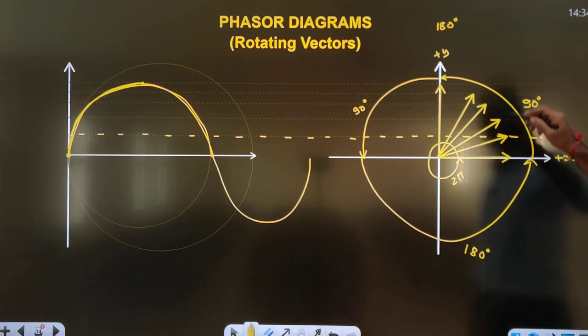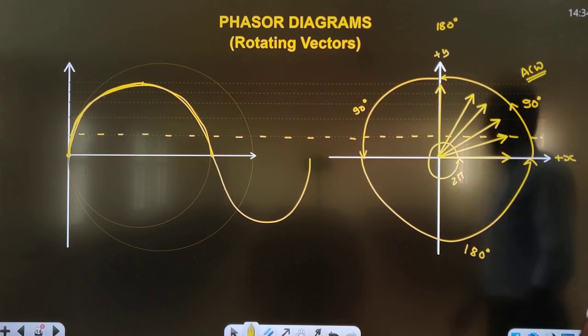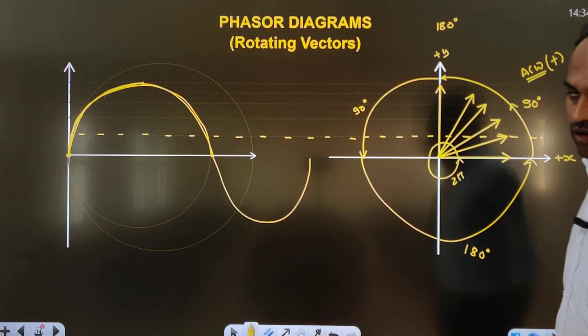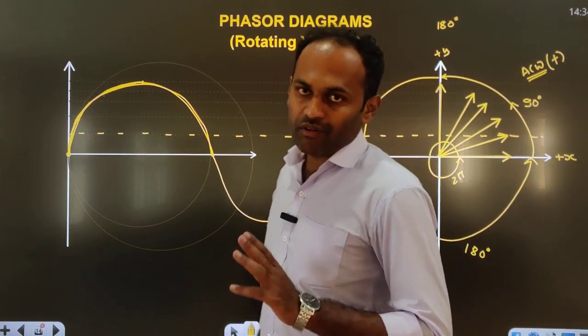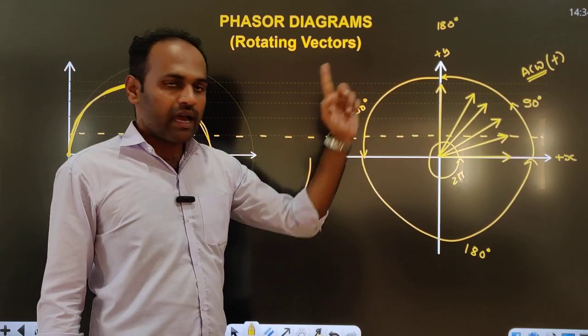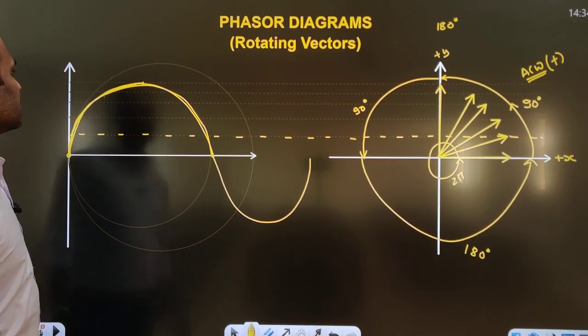In which direction is it rotating? It is rotating in the anti-clockwise direction. The anti-clockwise direction is taken as positive, right? In physics we take anti-clockwise as positive and clockwise as negative. So the rotating vectors, I mean the phasors, will be rotating in the anti-clockwise direction.